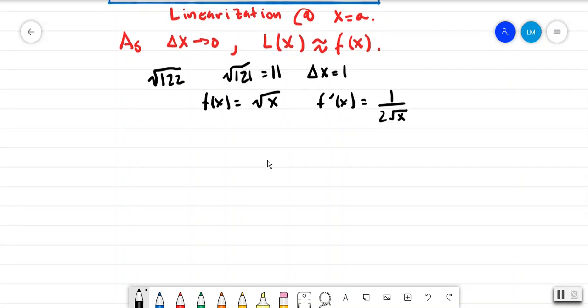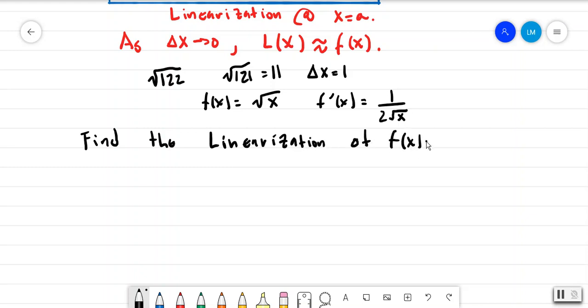So let's try to do the linearization of the square root function at x equals, I think what we're going to do is just use x equals 1. Okay.